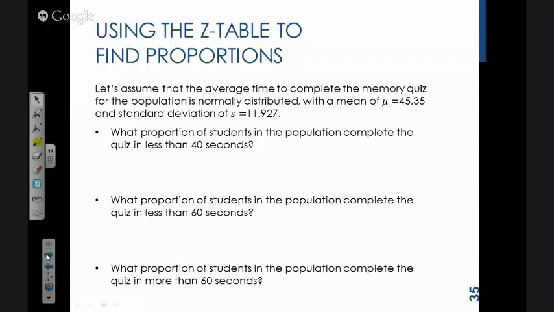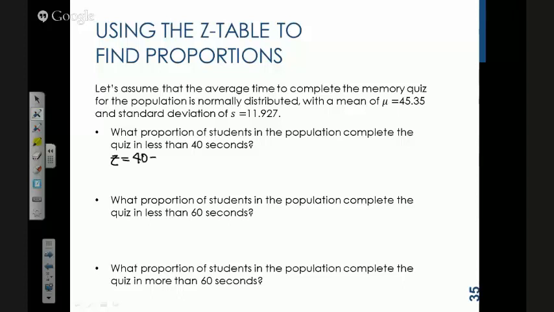Here are some questions. Let's assume that the average time to complete the memory quiz is 45.35 seconds, with a standard deviation of 11.927. So I want to know, what's the proportion of students, or even what is the probability that a student might complete that quiz in less than 40 seconds?